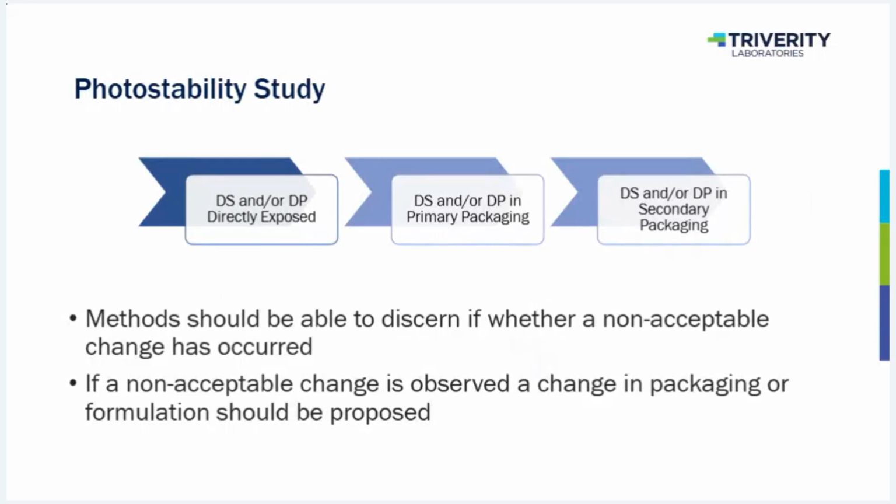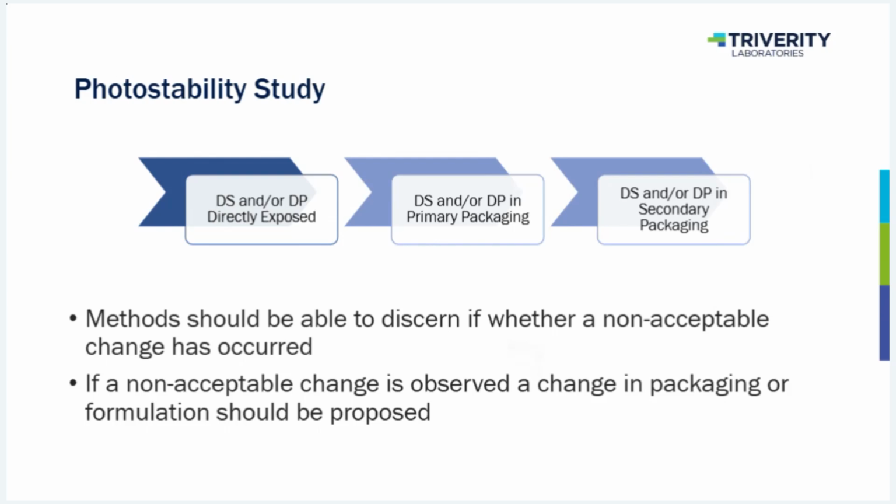Your photostability study can be done in parallel or it can be done sequentially. So a sequential photostability study would be looking at your drug substance and/or your drug product directly exposed. You don't have it in the packaging at all. And you look at that. If there is no degradation that happens, then you don't need to do any further studying. It's not light sensitive. If you do see some degradation, then you need to look at your drug substance and your drug product in the primary packaging and possibly in the secondary packaging.